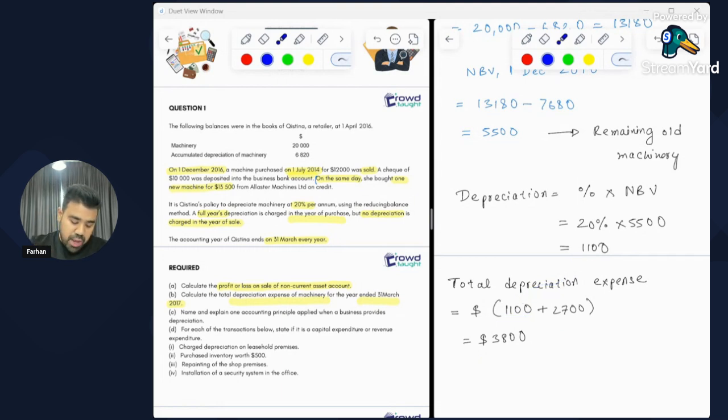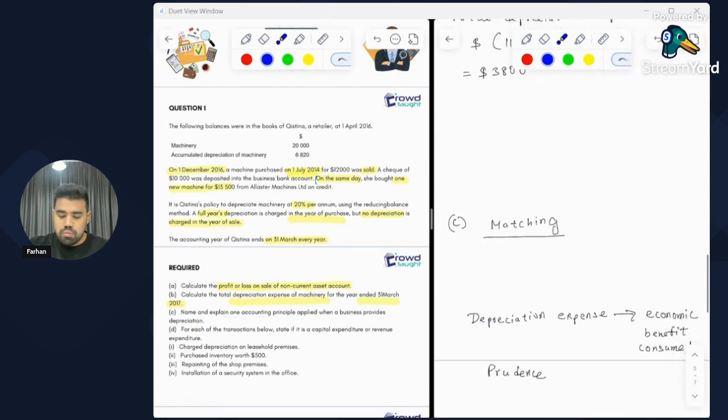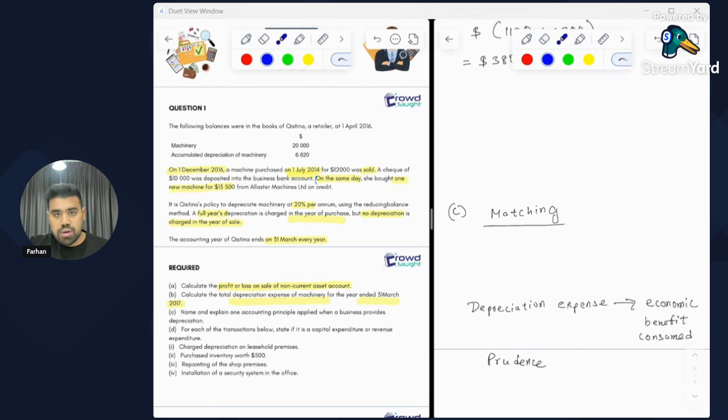Okay, so let's move to question C. Name and explain one accounting principle applied when a business provides depreciation. All right, so we will look into two accounting principles that make sense. The first one is the matching theory, or the matching concept. Under the matching theory, profit for a business is determined by taking all revenues that we have earned minus all expenses that we have incurred. Okay?